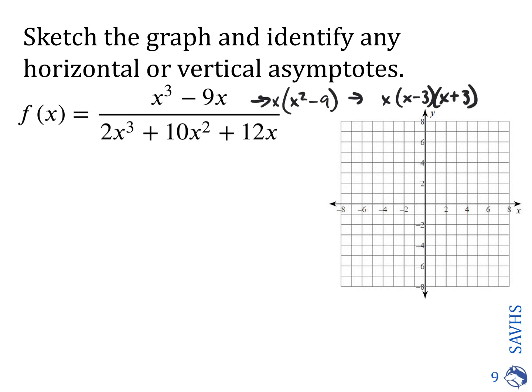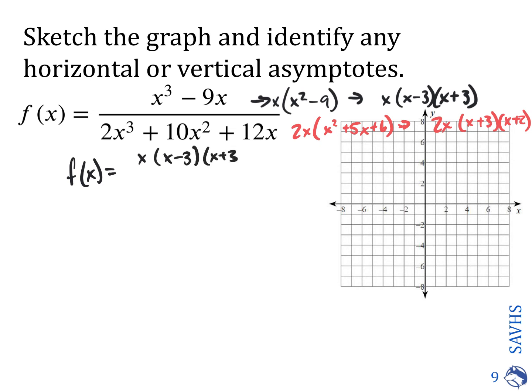On the bottom though, I'm going to pull out a 2x because that looks common. And then I have an x squared plus 5x plus 6. And so the resulting polynomial is 2x times x plus 3, x plus 2. So my new function is f of x equals x times x minus 3 times x plus 3 all over 2x times x plus 3 times x plus 2.